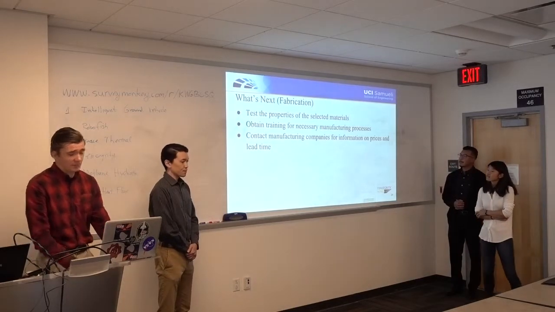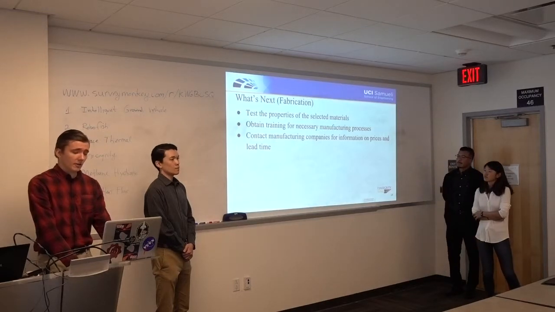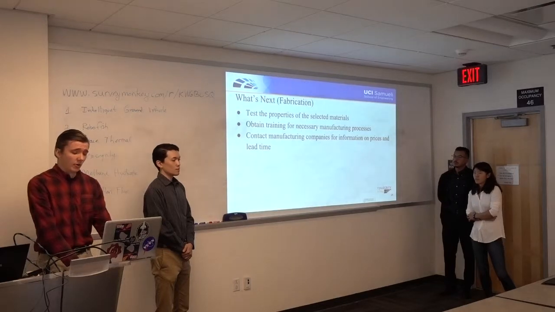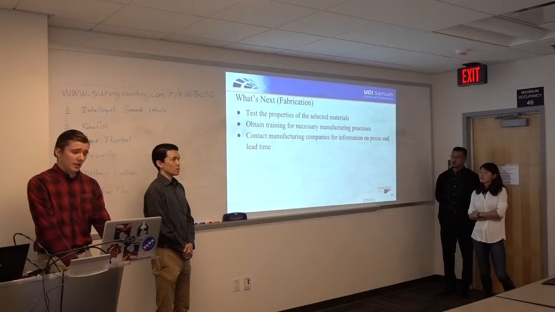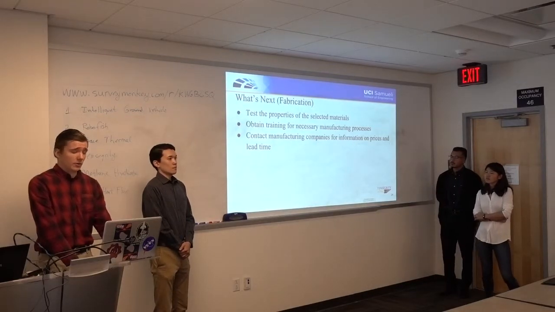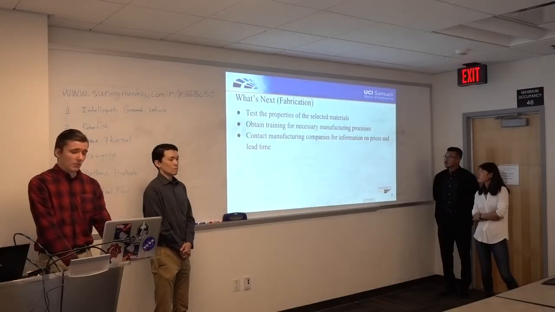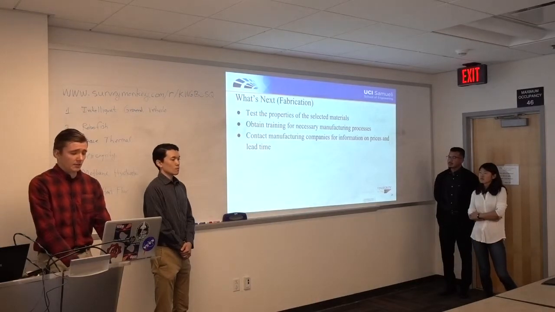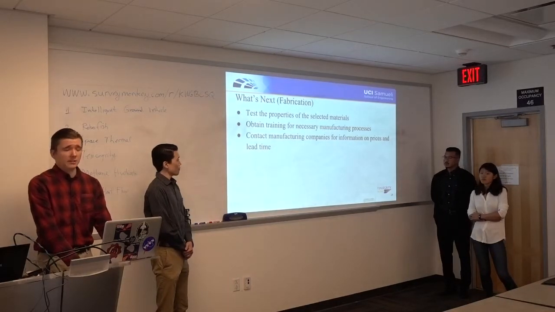For fabrication, our objective is to take the materials that we've decided on, the aluminum and the shape memory alloys, and test them and their properties, to see if they would work out for our wing design. And we also plan to study the necessary manufacturing processes to produce our material and shape it for our wing design. And we also hope to contact manufacturing companies for information on the prices and the lead time.